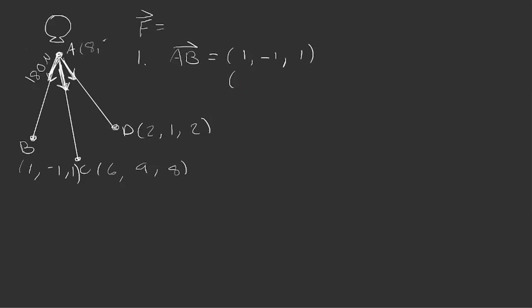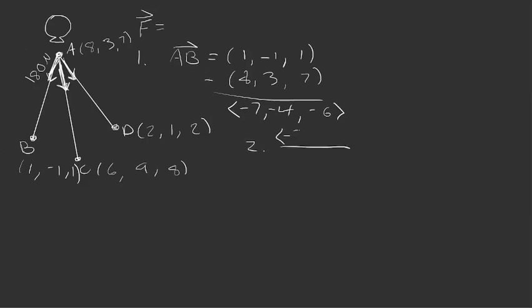Whoops. 8, 3, 7. And that is going to be equal to, what am I saying? Can I do math today? And that's going to be the position vector. Then we're going to take this, -7, -4, -6. We're going to divide it by the magnitude, 7 squared plus -4 squared plus 6 squared.